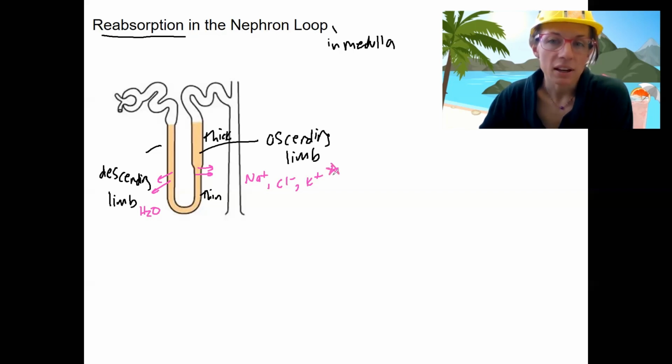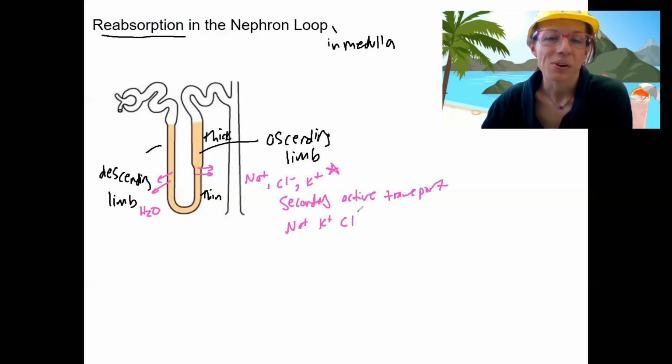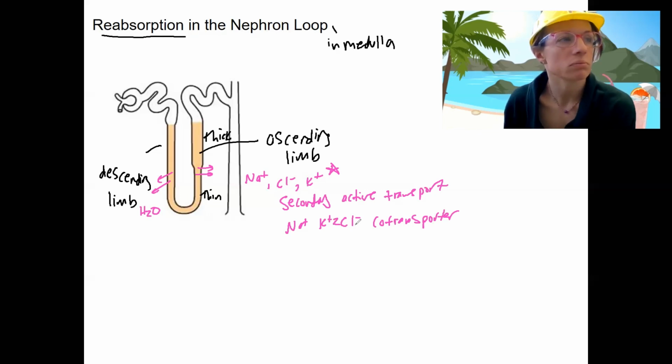But these 3 kind of go together. These are going to be through secondary active transport and a special protein called the sodium potassium chloride cotransporter. 2-chloride is actually what it's called. It's got 2 of them. So we'll look at this.